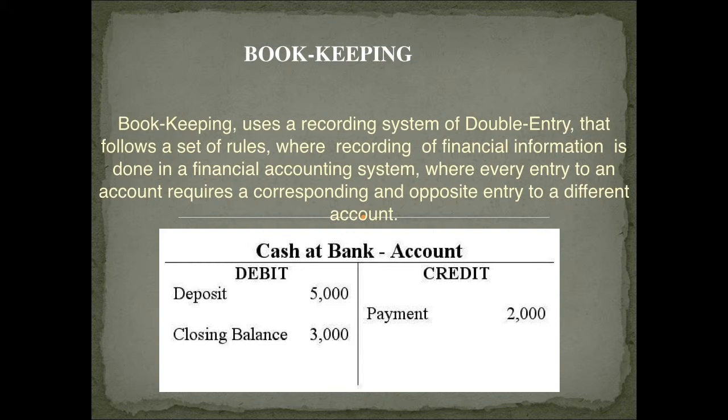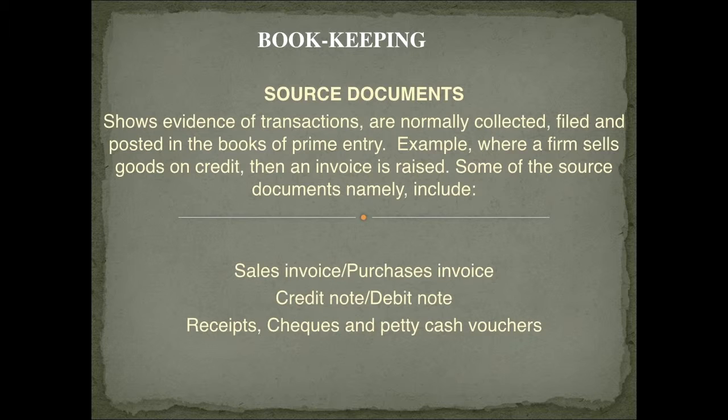Bookkeeping also has source documents. Source documents show evidence of transactions, and they are normally collected, filed, and posted in the books of prime entry. An example of a source document is where a firm sells goods on credit, then an invoice is raised. Some of the source documents include sales invoices, purchases invoices, credit notes, checks, receipts, and payment vouchers.